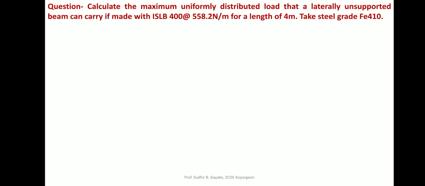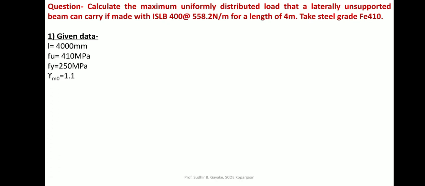From the statement you can read that you need to identify the maximum uniformly distributed load. So in short, the UDL is to be calculated, and we can calculate the UDL only if we know the design bending strength of the cross section. It is a laterally unsupported beam and the cross section is given. So from the given data itself you can identify that, as the cross section is given, it is an analysis type of numerical.